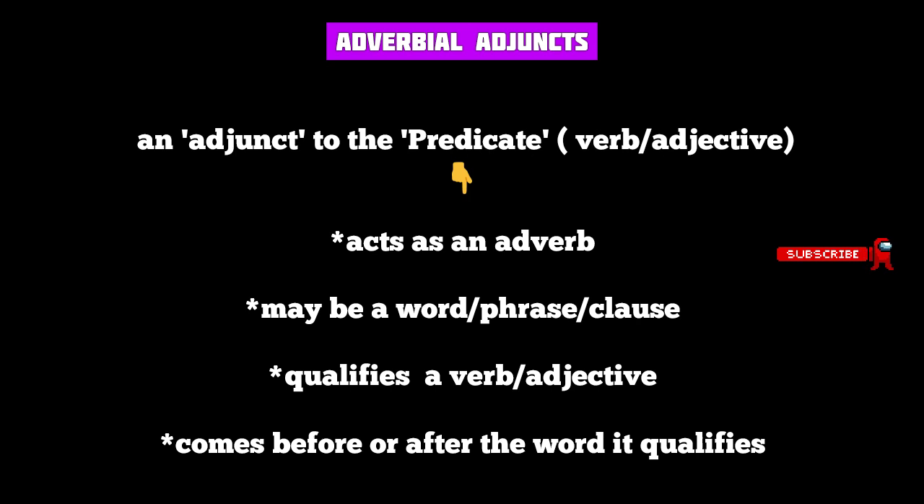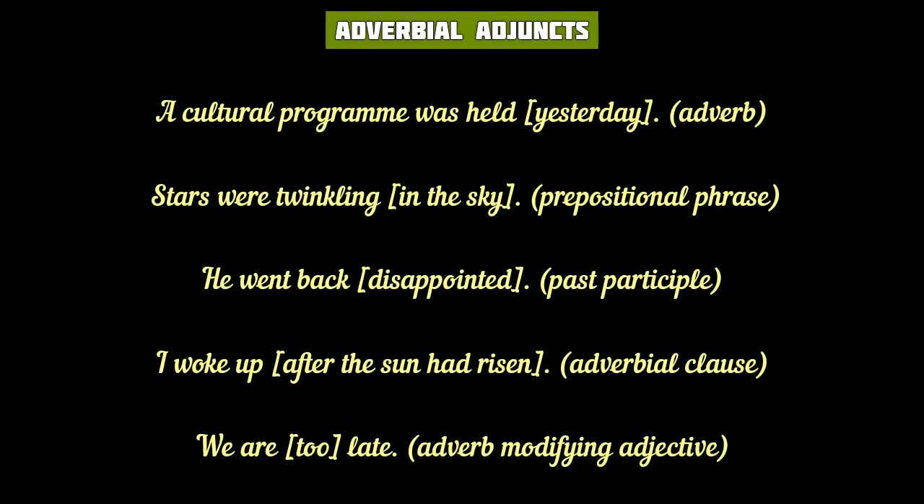In other words, an adverbial adjunct is either an adverb or an adverb phrase or an adverb clause. An adverbial adjunct qualifies a verb or an adjective in the predicate of the sentence. And lastly, an adverbial adjunct may come before or after the word it qualifies. The grammatical use of an adverbial adjunct is also known as the adverbial qualification. Now here are some examples of adverbial adjuncts on your screen.